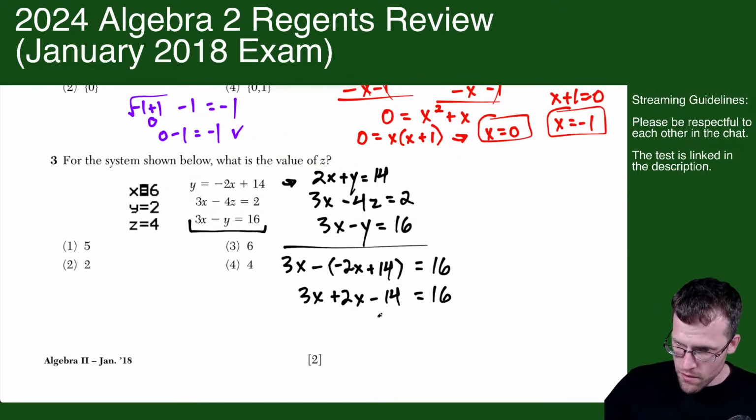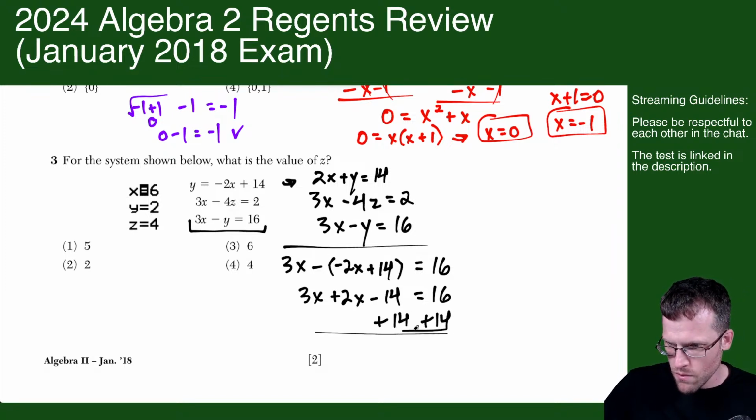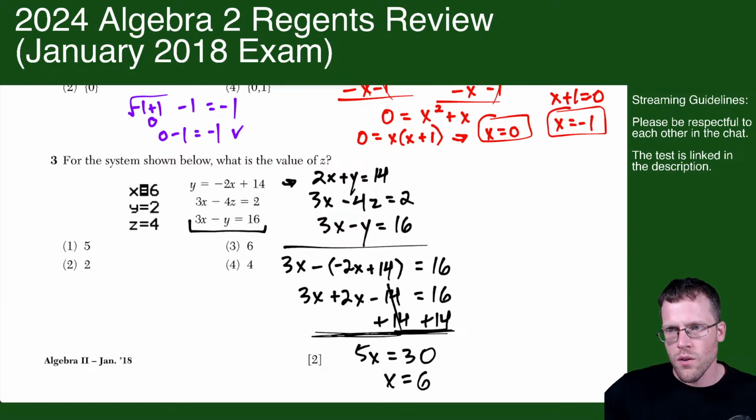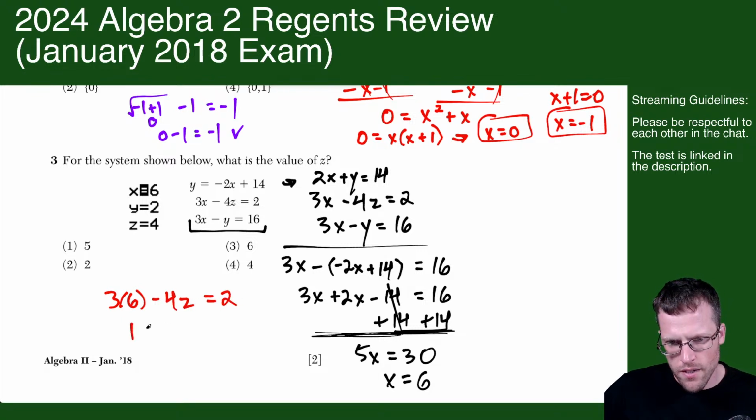And then from here, plus 14 on both sides. Whoops, I don't know what just happened there. We'll just make it work. And then 5x equals 30. So x is equal to 6. And then once I know what x is, I could plug it into the second equation here. So I'd have 3 times 6 minus 4z equals 2. So if I had to solve it by hand, I just have to target one variable at a time.